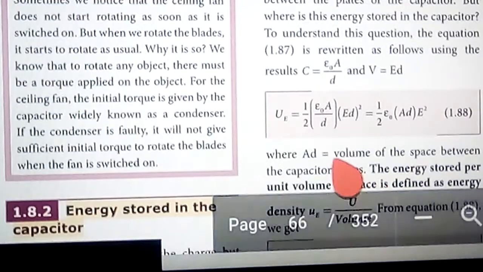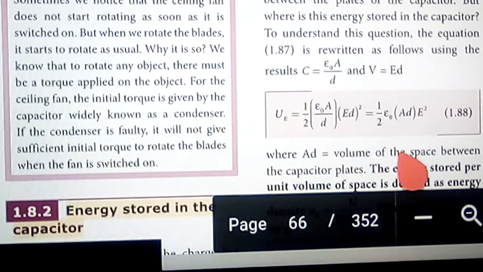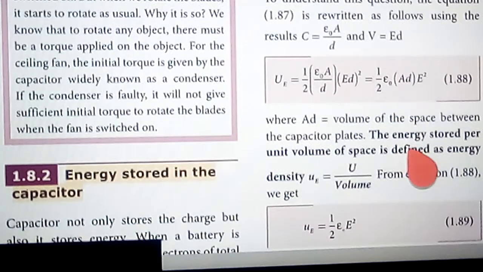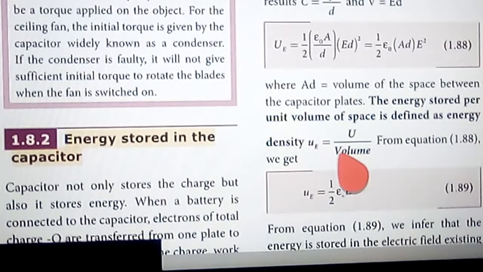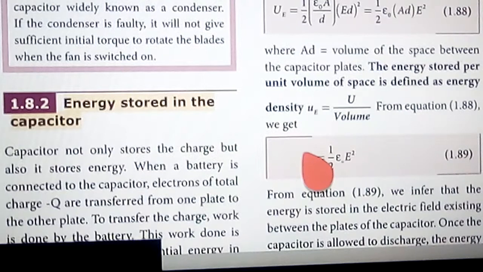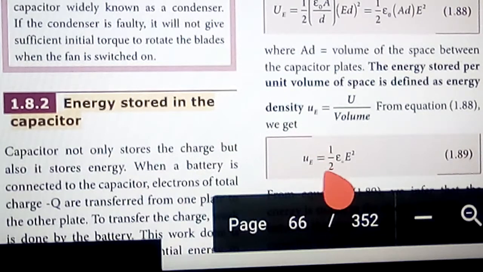But this Ad is the volume of the space between the capacitor plates. Therefore, the energy stored per unit volume of space is defined as energy density, that is given by u_E equal to U by volume. So from equation 1.88, we can get the expression for the energy density as u_E equal to half epsilon naught E square. This equation you can take as 1.89.